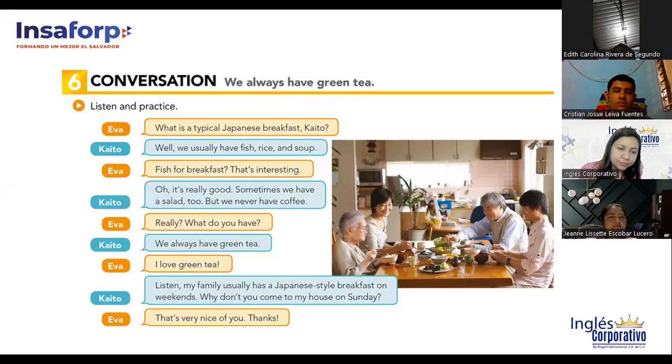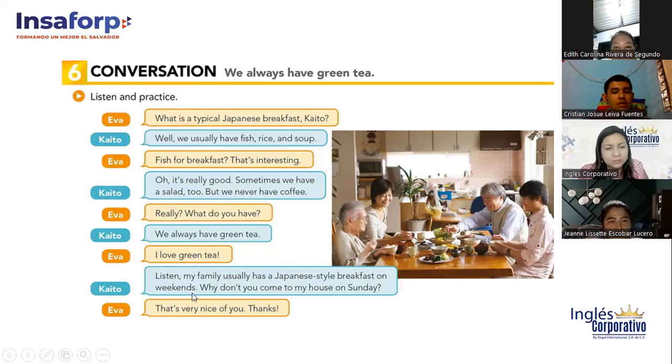What is your typical Japanese breakfast, Kaito? Well, we usually have fish, rice, and soup. Fish for breakfast? That's interesting. Oh, it's really good. Sometimes we have a salad, but we never have coffee. Really? What do you have? We always have green tea. Green tea. I love green tea. Listen, my family usually has a Japanese style breakfast on weekends. Why don't you come to my house on Sunday? That's very nice of you. Thanks.